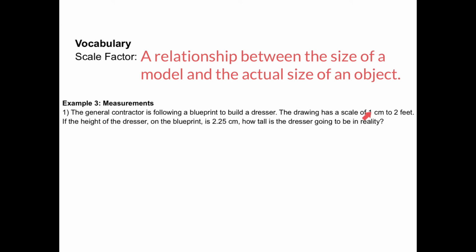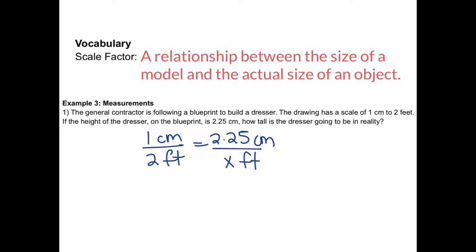So again, there are two labels, centimeters and feet, so drawing to actual, and then we have three numbers, 1, 2, and the 2.25, and so that's going to give us 3 out of our 4 spaces in our proportion equation. So using this proportion equation, we're going to go ahead and cross multiply and solve. Please make sure you do have labels on all of these real world answers here. This X does represent feet. I can see that in my proportion equation, but also the fact that the question says, how tall is the dresser going to be in reality?